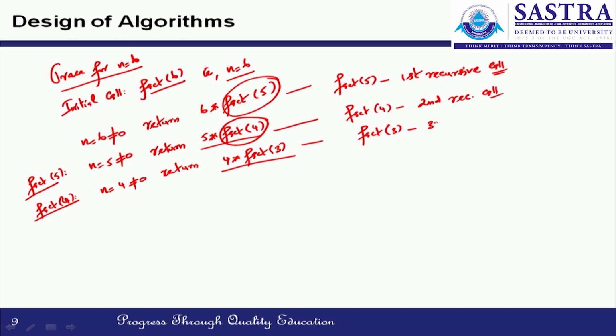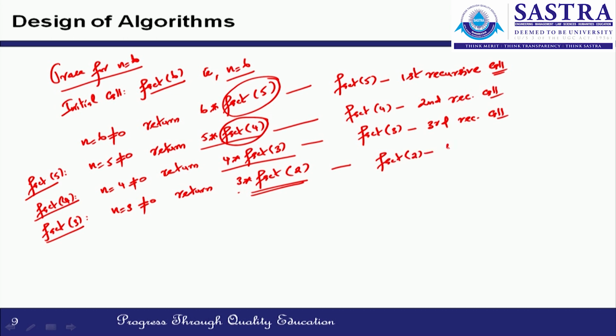Fact of 3, this is the third recursive call. Finding the value of fact of 3, what is the value of n? n is equal to 3, which is not equal to 0. The formal parameter n is 3, 3 not equal to 0. So fact of 3 is evaluated as return 3 into fact of 3 minus 1, or 2, in which fact of 2 results in the next recursive call.